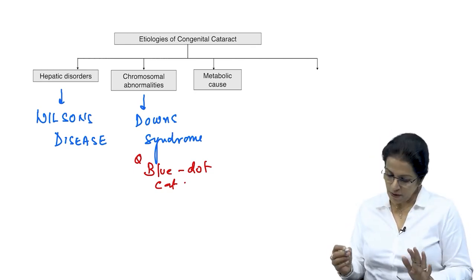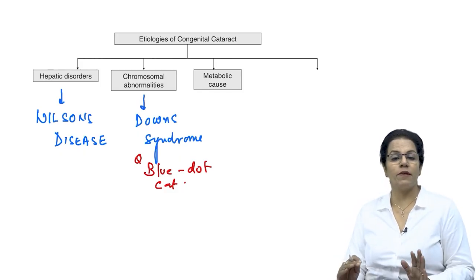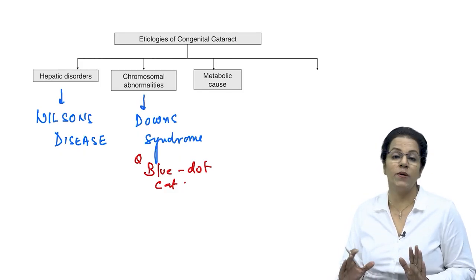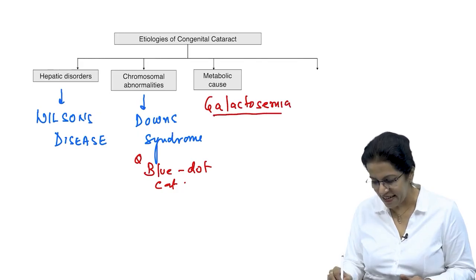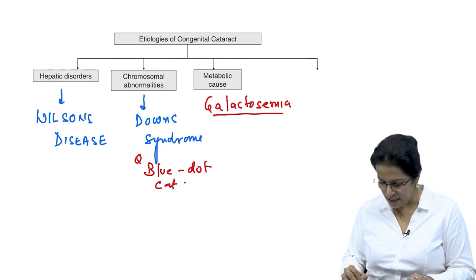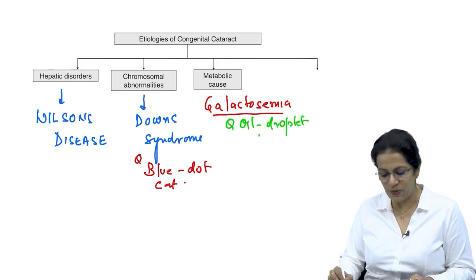Okay, we next talk about metabolic cause. So, when you say metabolic cause, we have to remember our galactosemia, Lowe syndrome. Okay, galactosemia number 1. So first is your galactosemia. We'll be learning what do you get in galactosemia? Oil droplet cataract. Then again an important exam question. What we get here is oil droplet cataract. I hope we are making the cues.